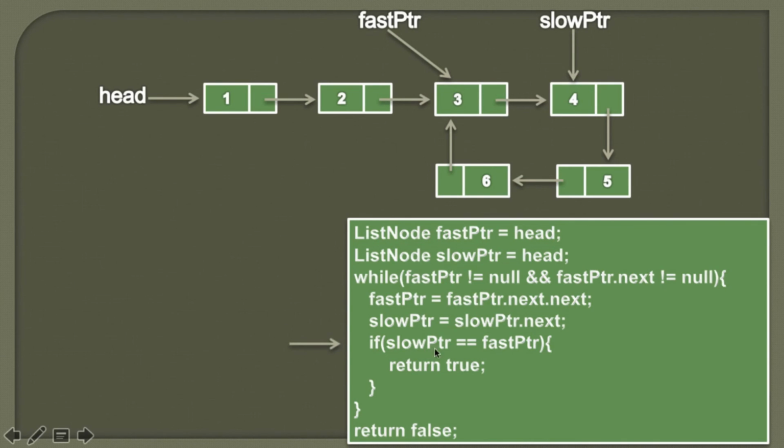we are again checking whether slow pointer is equal to fast pointer or not. So fast pointer is pointing to the 3rd node, slow pointer is pointing to the 4th node, therefore they are not equal. So the condition in the if block comes out to be false. And now we are again checking in the while loop whether fast pointer is equal to null or not. So fast pointer is pointing to the 3rd node, therefore it's not equal. And fast pointer next, which is the 4th node, is also not null. Therefore the condition in the while loop comes out to be true.